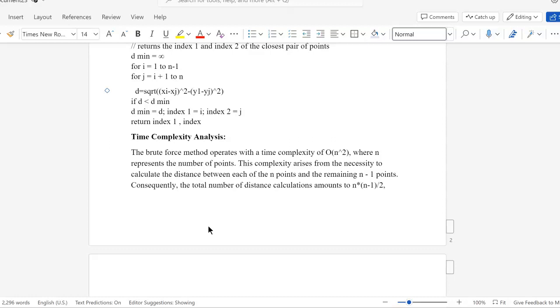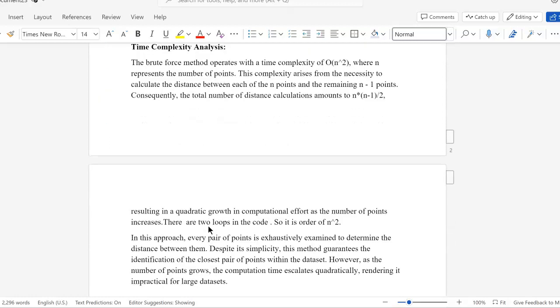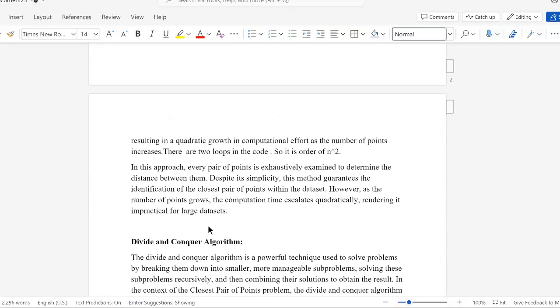This is what has been explained in the time complexity analysis. If we look into it, the brute force method operates with a time complexity of order n squared, where n represents the number of points. This complexity arises from the necessity to calculate the distance between each of the n points and the remaining n minus 1 points. Consequently, the total number of distance calculations amounts to n into (n minus 1) by 2, resulting in a quadratic growth in computational effort as the number of points increases. As there are two loops, it is order of n squared.